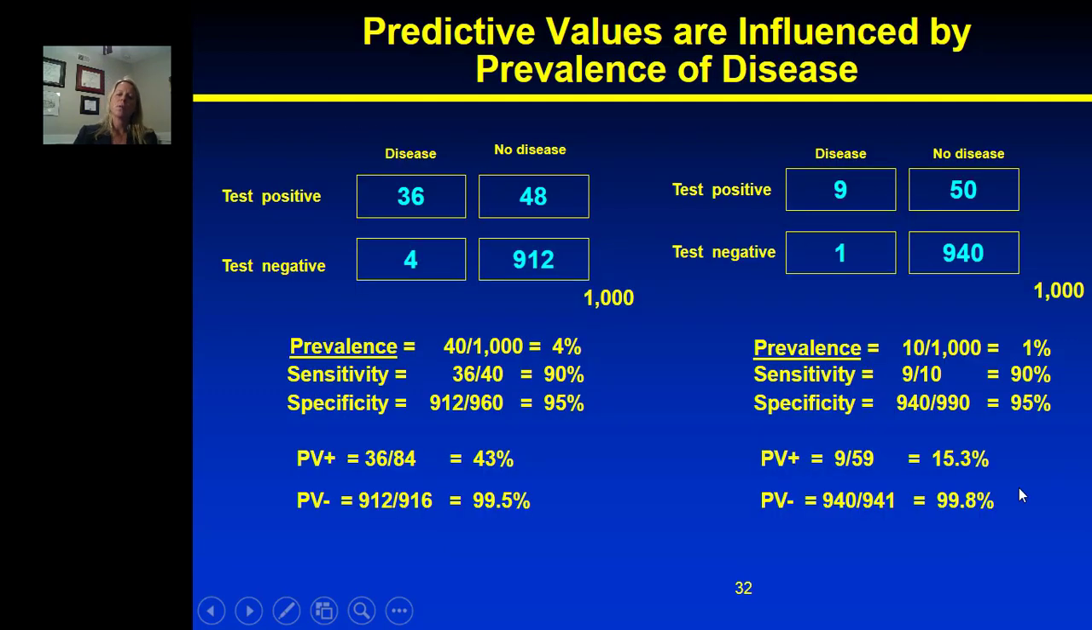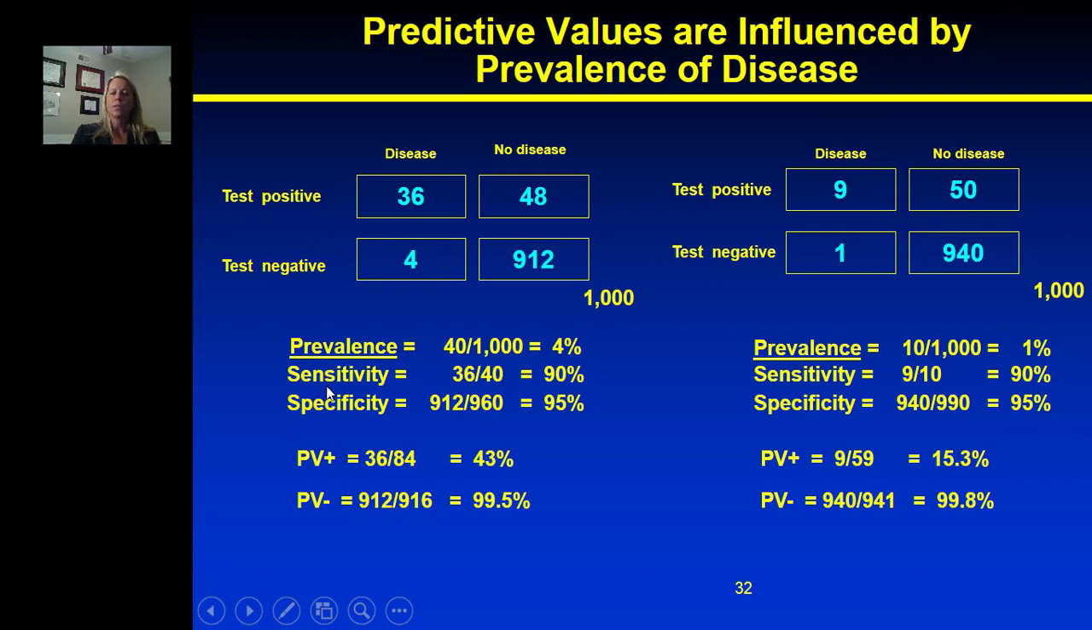So this is an example of how the prevalence affects our measures. On the left-hand side, we have a scenario where we have a disease that has a prevalence of 4%. And on the right-hand side, we have the same disease, but for which the prevalence in that population is only 1%. We're dealing with the same number of individuals, 1,000 in each example. So given 1,000 persons and a prevalence of 4%, we know we have 40 people with the disease.